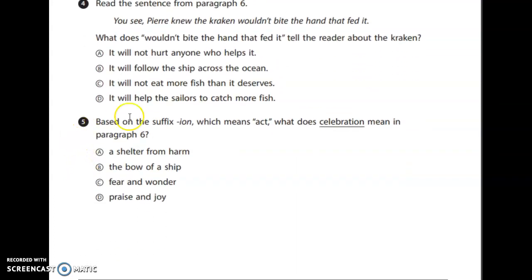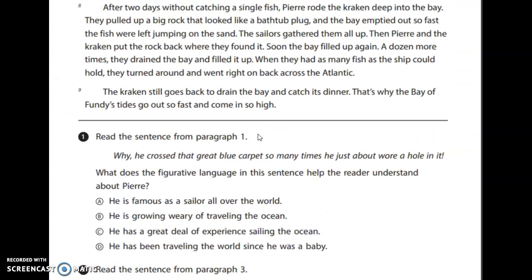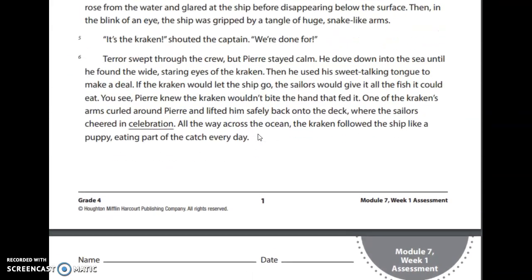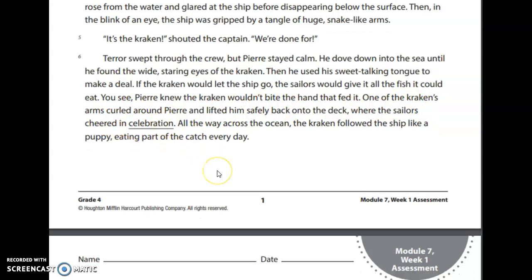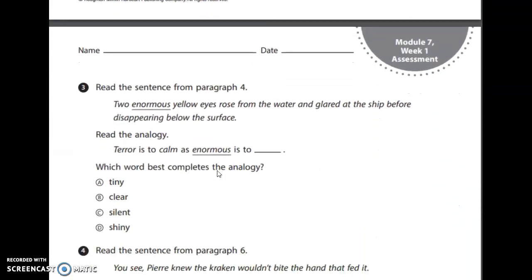Number 5, based on the suffix ion, which means at, what does celebration mean in paragraph 6? So let's go read that sentence in paragraph 6. One of the kraken's arms curled around Pierre and lifted him back to safety onto the deck, where the sailors cheered in celebration. So they are cheering in celebration.